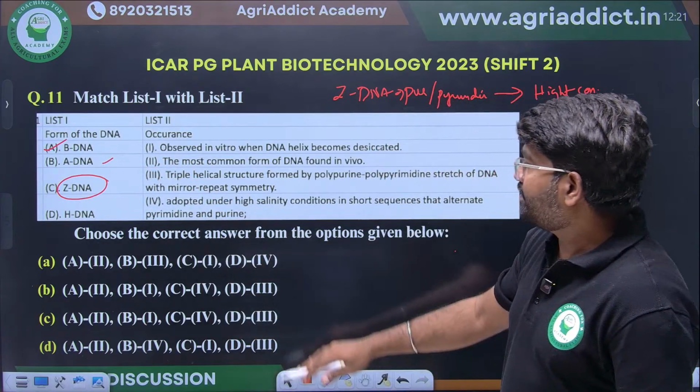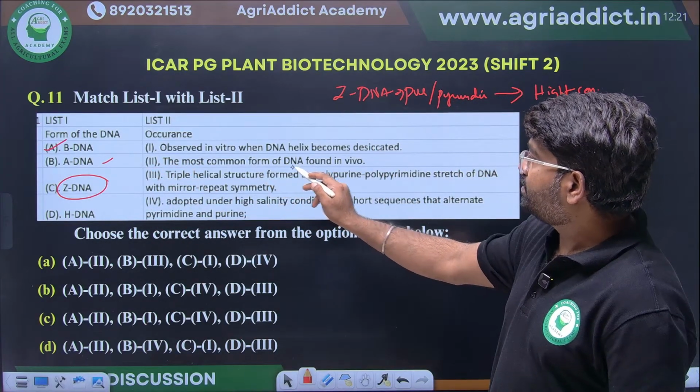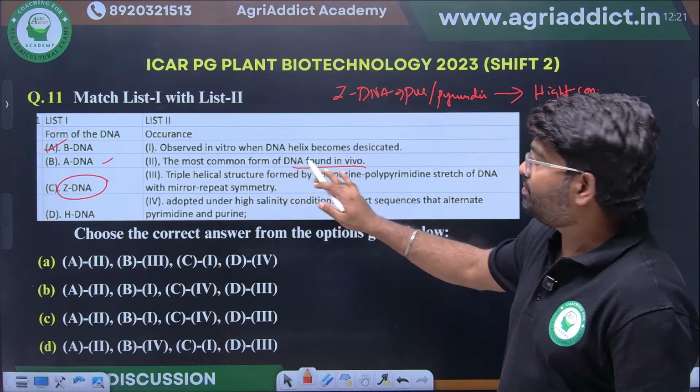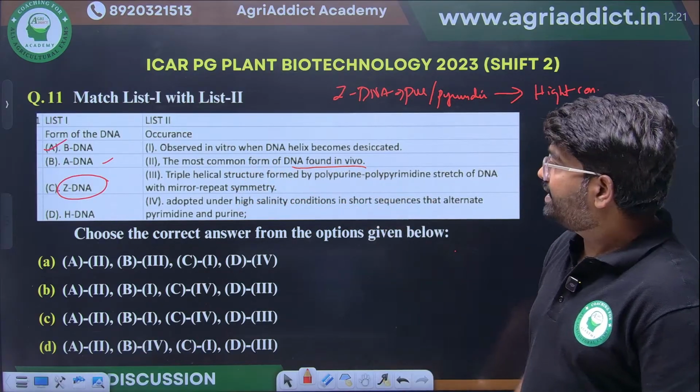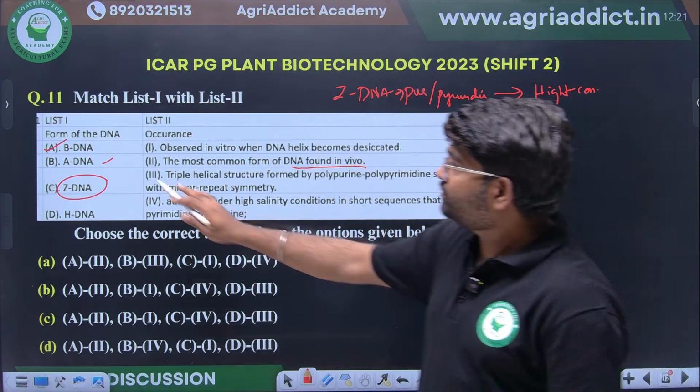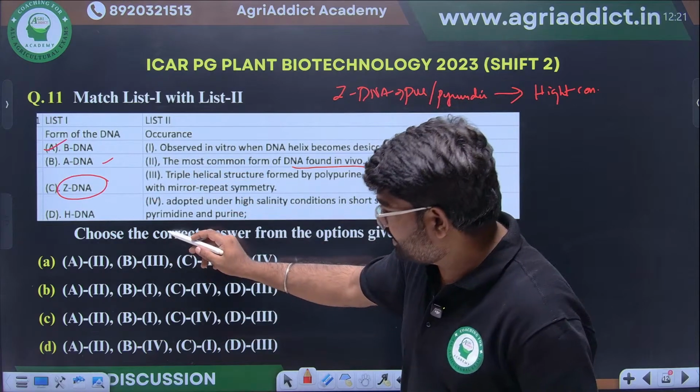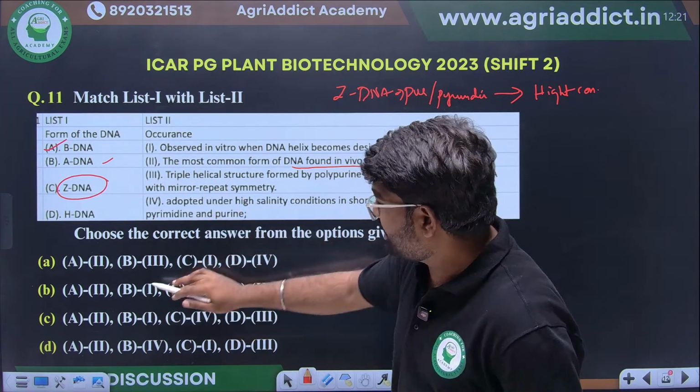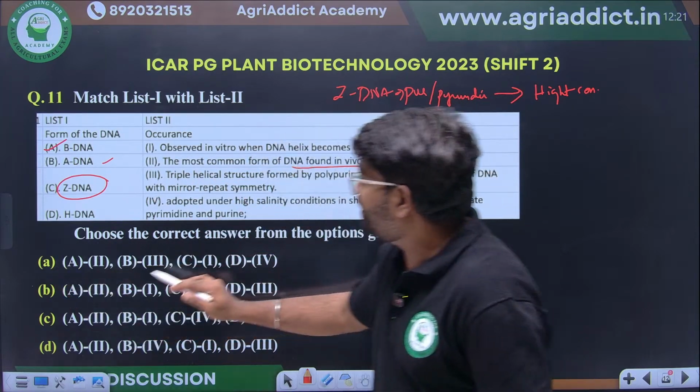B-DNA, where will it come? It will be present more. This is the most common form of DNA found in vivo. This is clear, so B will come to option 2. Sorry, A will come to option 2.